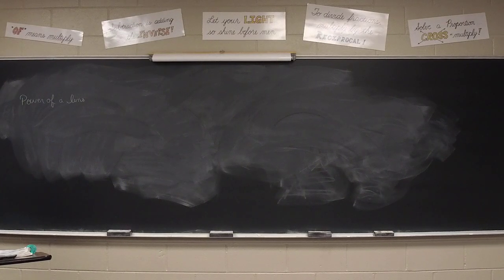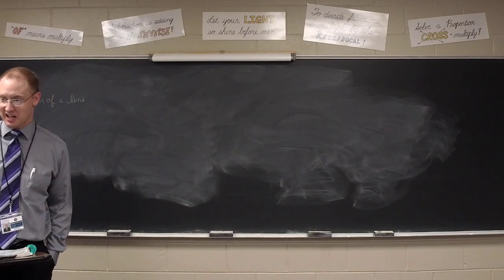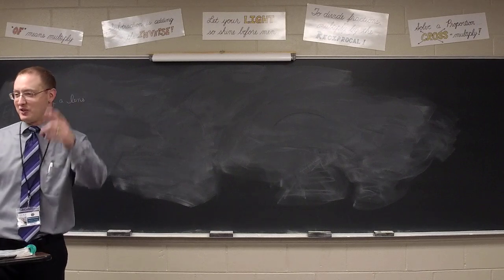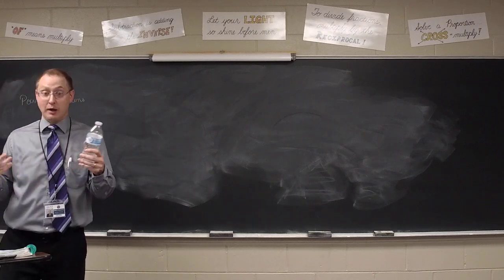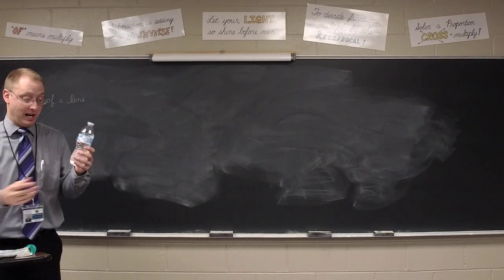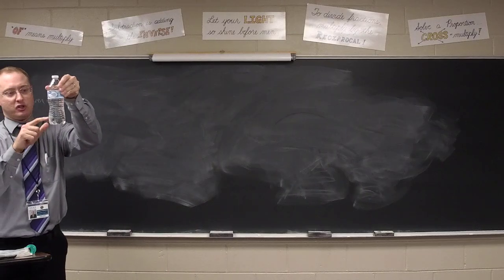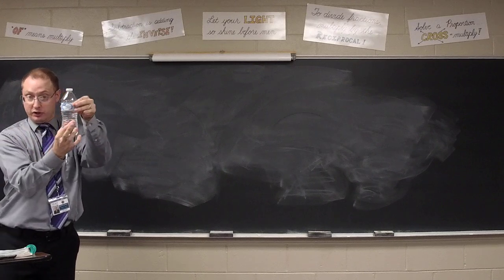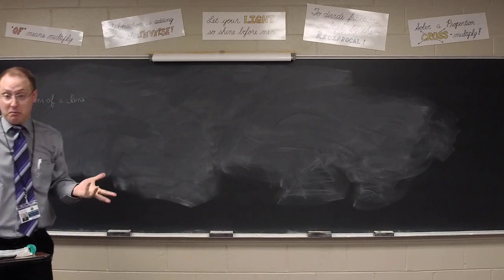A bottle of water, right? As used in National Treasure, right? The bottle of water. That could be considered a lens, right? It's transparent. Now, this one's got all these stupid ridges in it, but if it didn't have the ridges, it's got non-parallel surfaces, right? So it could be considered a lens.